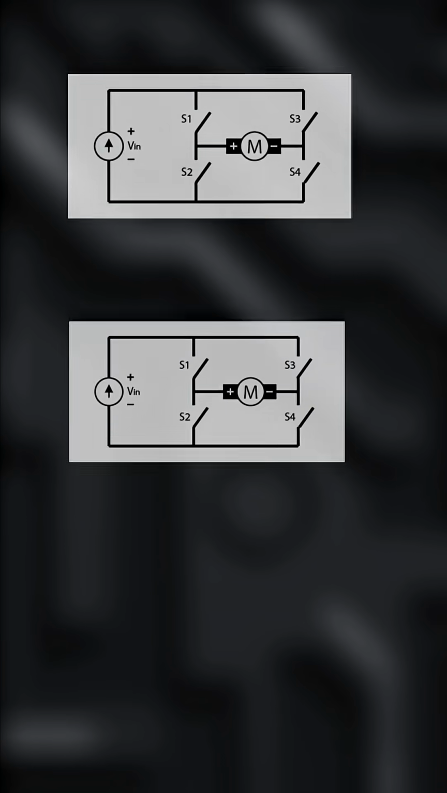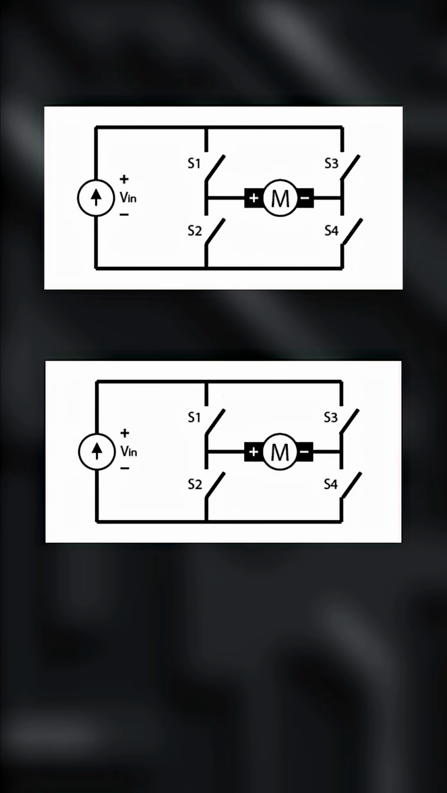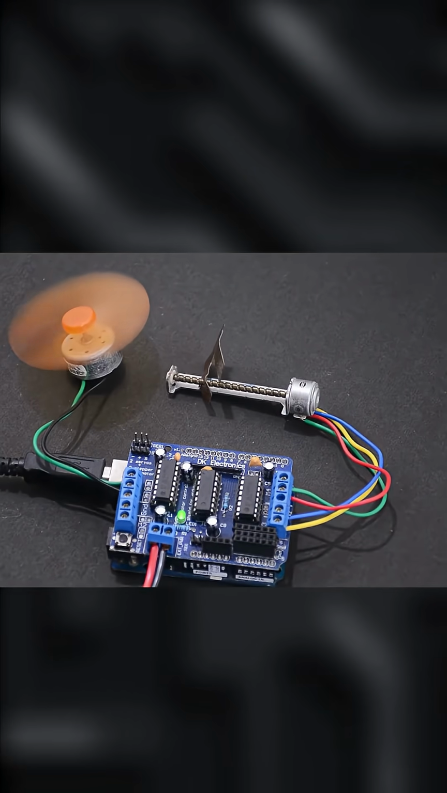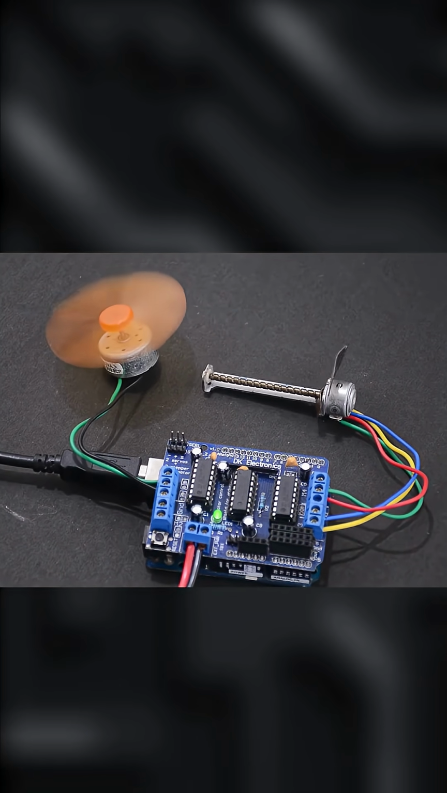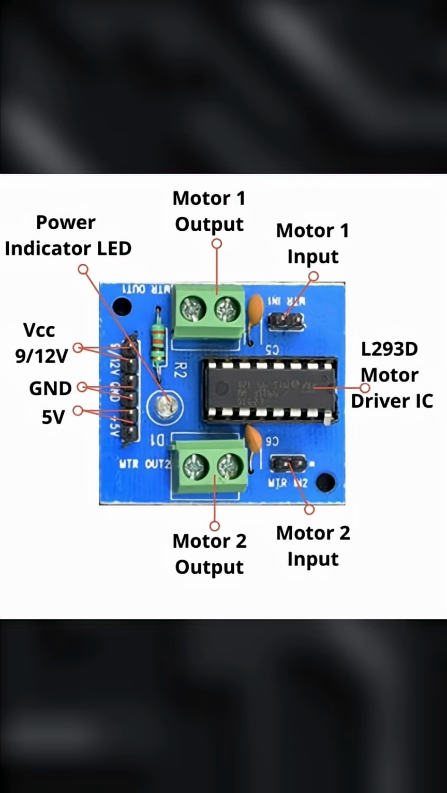The chip has two H-bridge circuits inside it. An H-bridge is a special arrangement of switches that lets you control the direction of the motor, for example, making it spin forward or backward. By changing the inputs, you can make the motor move in different directions or stop. It can also control two motors at the same time, since it has two channels.